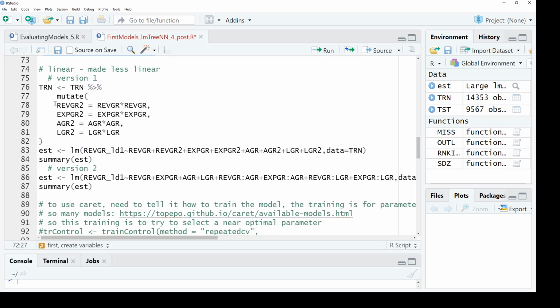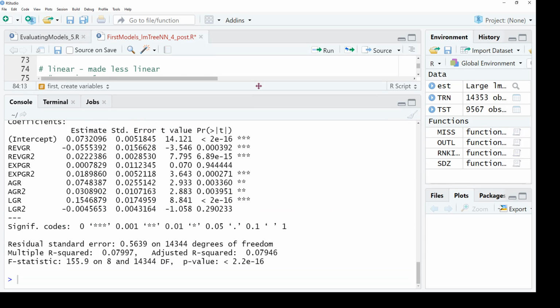So here I'm going to create revenue growth squared. Each of these x variables, I'm creating a squared version of those. Notice then I include revenue growth and revenue growth squared, expense growth squared, etc. And it's the same thing other than that. So we can go ahead and look and see what that looks like.